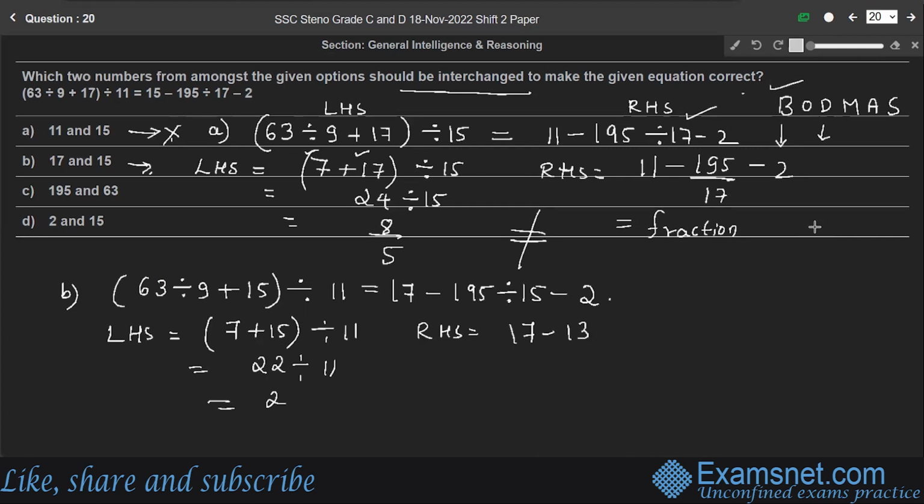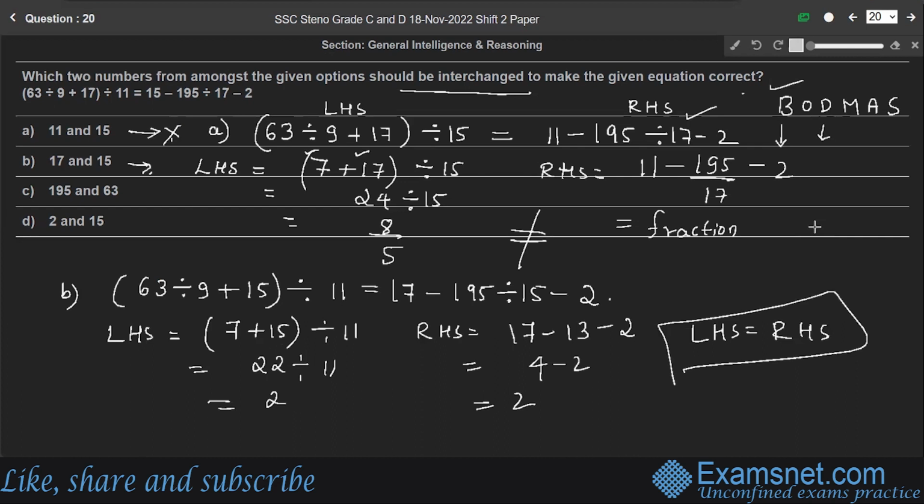So 15 into 10 is 150, and 45 is 15 into 3. So 13, and lastly minus 2, right? 17 minus 13 is 4, minus 2 is 2. Therefore, left hand side is equal to right hand side. Therefore, if we interchange 15 and 17, the given equation will get balanced. Option B is the right answer.